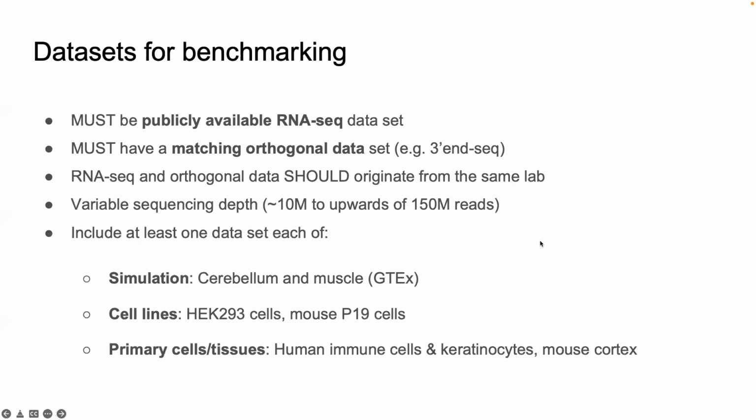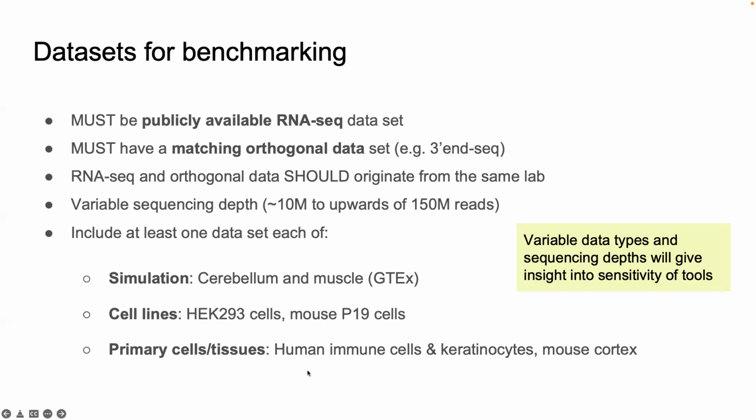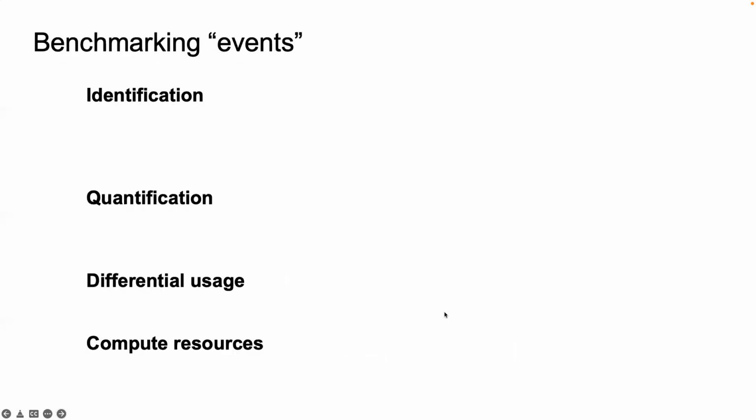And then we wanted to include various different data set types, including simulation of human cell tissue data, human and mouse cell lines, and primary cells and tissues. And all of this we had in mind to include variable data types and sequencing depth to give us some insight into the sensitivity of the different tools and how they perform on different sequencing depths and different biological conditions.